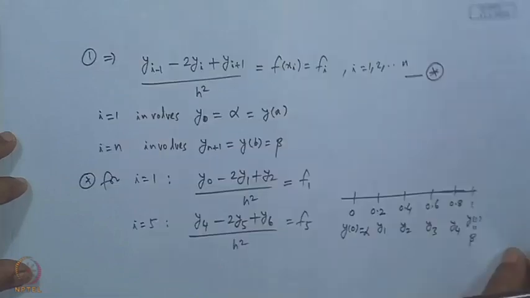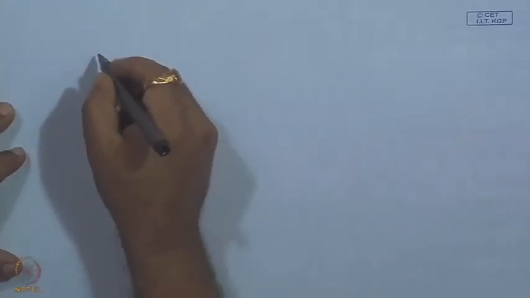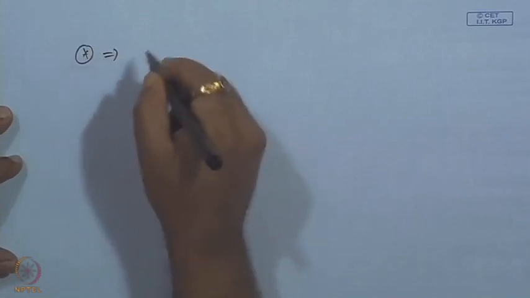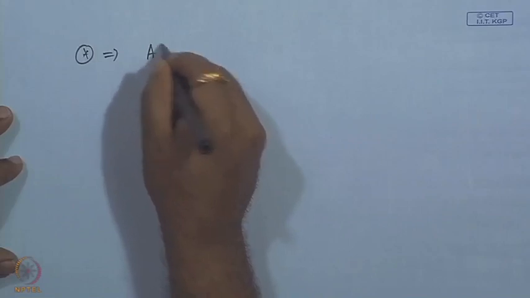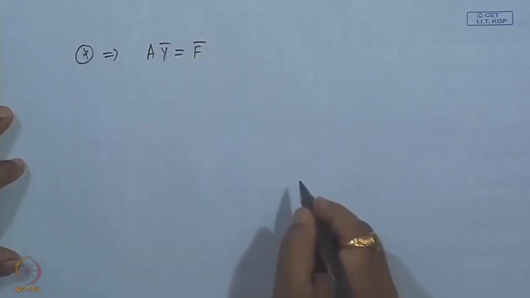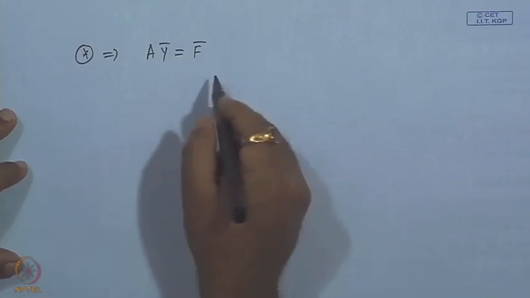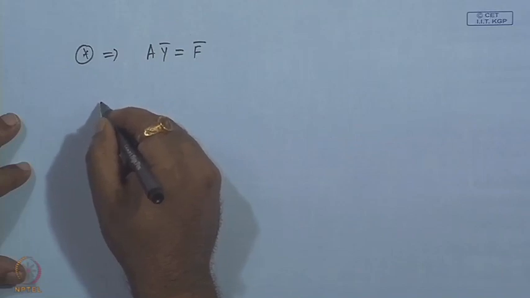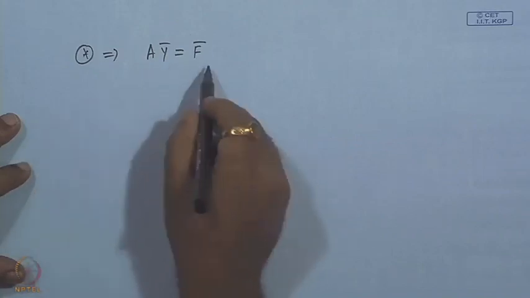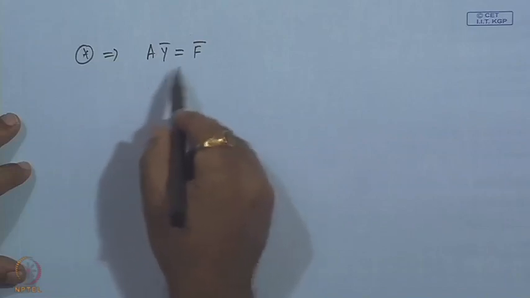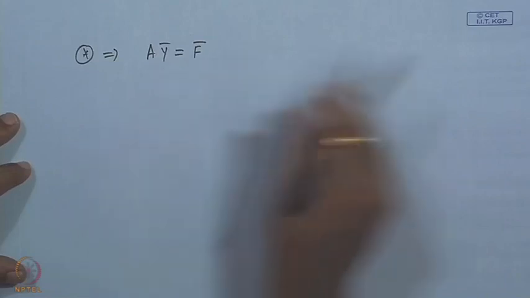So, let us try to put it in the system form, okay. So, the star further implies, okay, where the structure of A has to be decided. So, for a general case, one can write, okay.